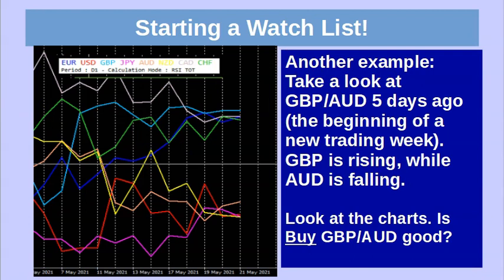Now, remember, we're looking for currency pairs to trade that we can put in our watch list or keep an eye on. Here's another example. I want you to take a look at the British pound versus the Australian dollar 5 days ago, and that was at the beginning of the new trading week. Okay, so 5 days ago, let's take a look. So here is 1, 2, 3, 4, 5. We're talking the space between the vertical dotted lines. The space between represents 1 day. So we're going back 5 days.